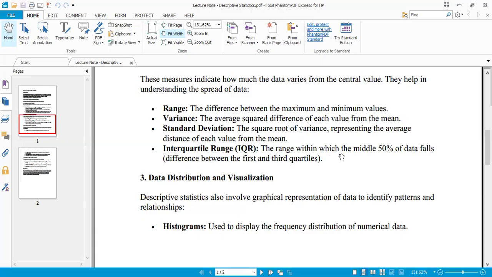If you go again by 1/4 of the number of items as you progress towards the maximum, that will give you the third quartile. So the third quartile minus the first quartile gives you the IQR, which is the interquartile range.